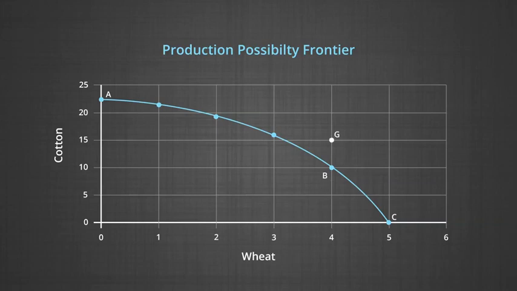A combination like G, which contains 15 units of cotton and 4 tons of wheat, is not achievable for the economy because this economy just does not have enough land and labor for this combination. On the other hand, a point like H, which contains 15 bales of cotton and 2 tons of wheat, is achievable, but leaves some resources unused. It is possible with the existing land and labor and technology to increase the production of either wheat or cotton or both from H. Such a combination is therefore considered inefficient.